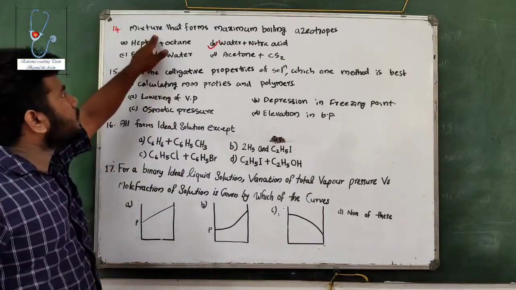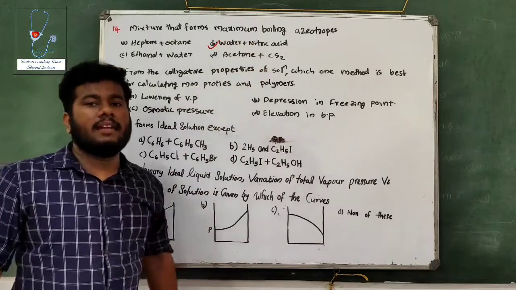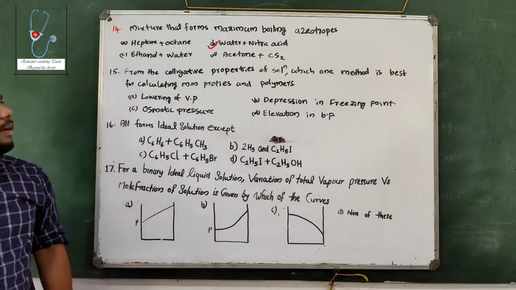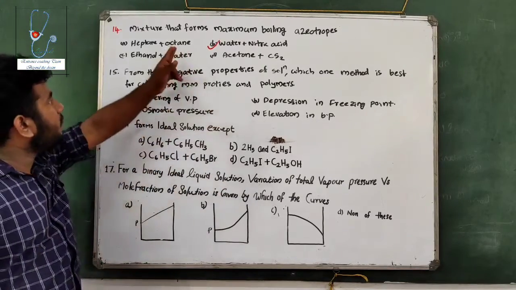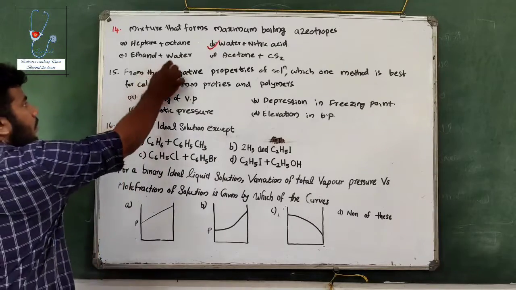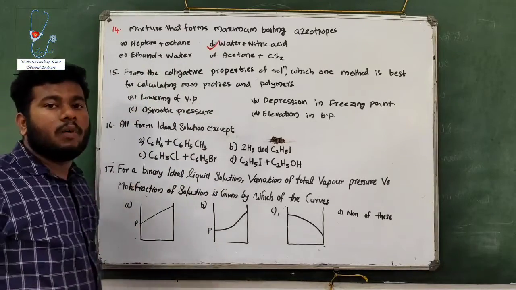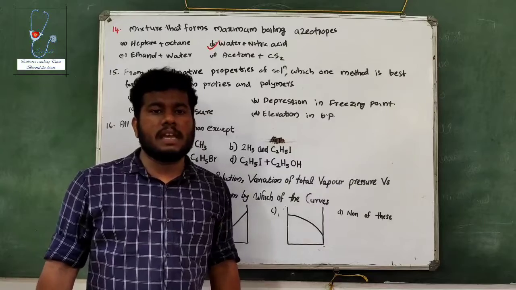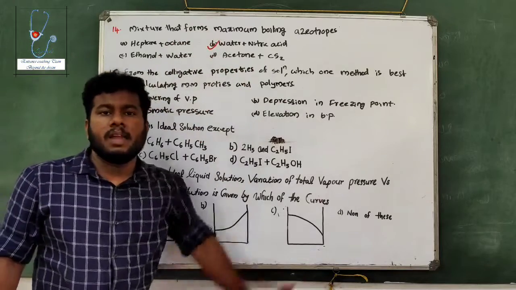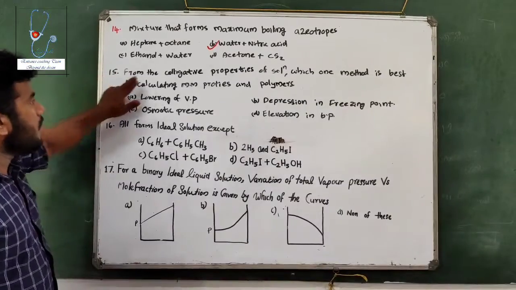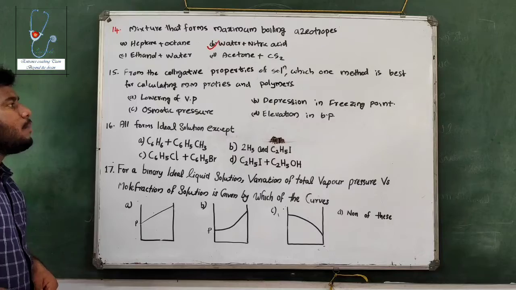For example, we have the question, mixture that forms maximum boiling azeotrope. The answer is water plus nitric acid. Water plus nitric acid forms a maximum boiling azeotrope, and ethanol plus water forms a minimum boiling azeotrope. So the answer is water plus nitric acid. Next question, 15th question. From the colligative properties of solution, which one method is best for calculating molecular mass?